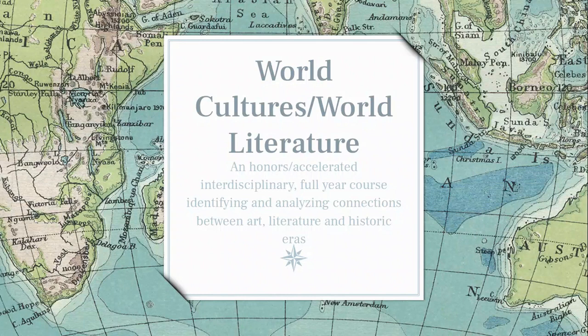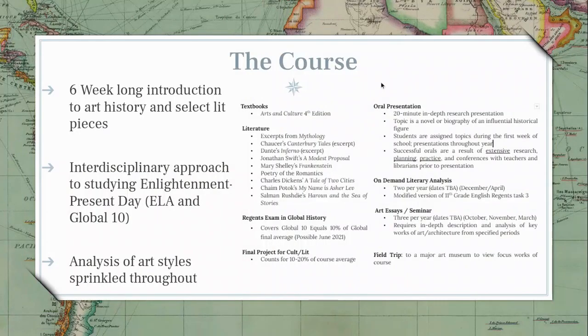And basically, the goal of the course is to have the kids analyze connections between the art, literature, and historic eras in which they were created. Really, what the students are being asked to do is evaluate the art and the literature as whether it's a reflection or a rejection of the time period in which it's created. And sometimes it's both.